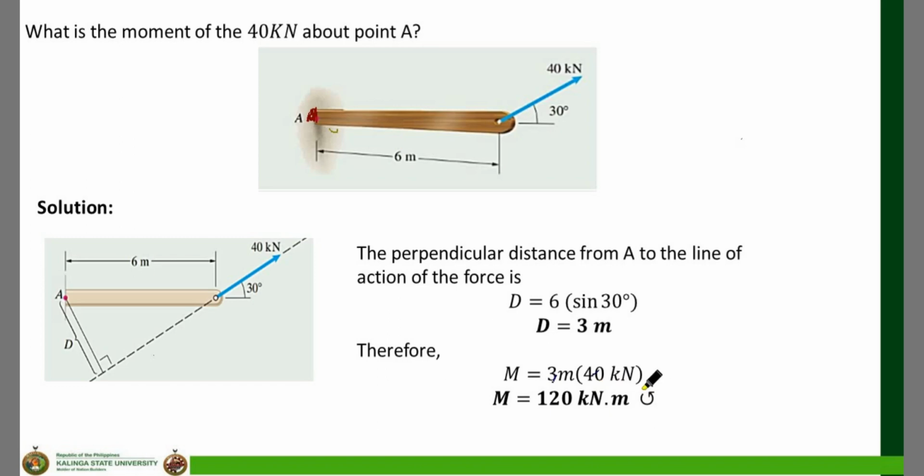Now, what is this? When there is a positive sign, it is read as counterclockwise. Why counterclockwise? Let's go back to the diagram. The line of action of the 40 kilonewtons, the nearest direction to turn is counterclockwise.